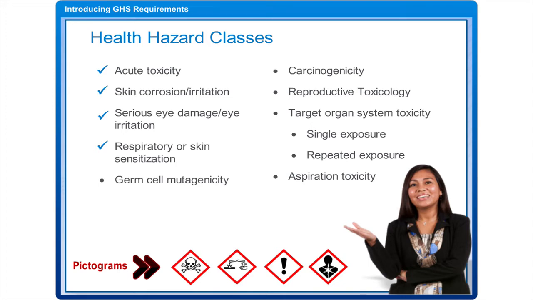Respiratory or skin sensitization. Do you know what a sensitizer is? A sensitizer is a chemical that after exposure to it can trigger an allergic reaction. Other health hazard classes are germ cell mutagenicity, carcinogenicity, reproductive toxicology, target organ system toxicity. This indicates that specific organs like the liver or kidneys are targeted, and this can happen after either single or repeated exposure. And the last class is aspiration toxicity. Aspiration toxicity is an effect that occurs from entry of a liquid or solid through the oral or nasal cavity into the trachea or lower respiratory system.